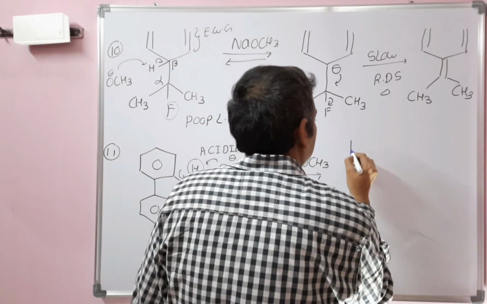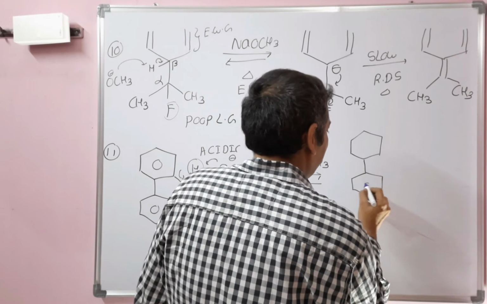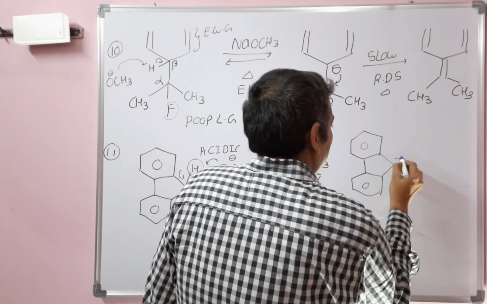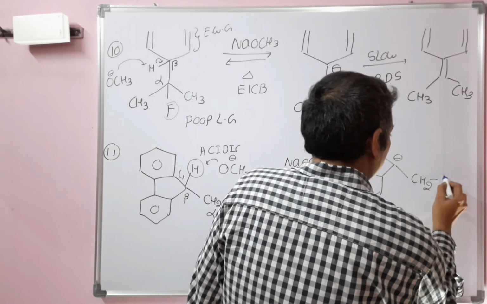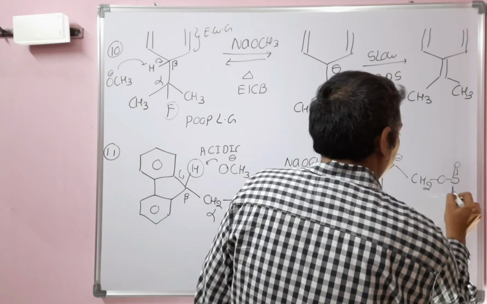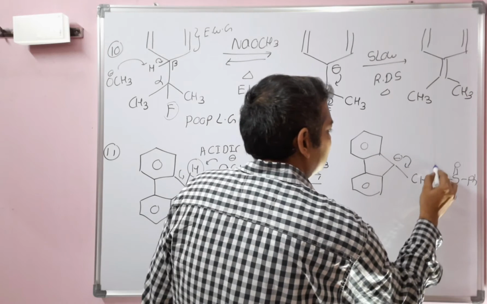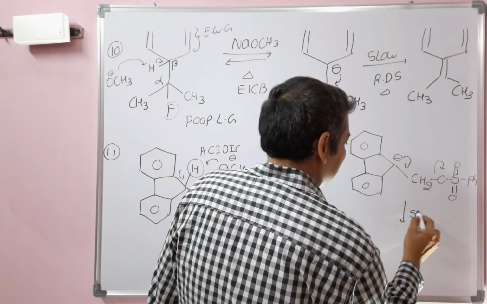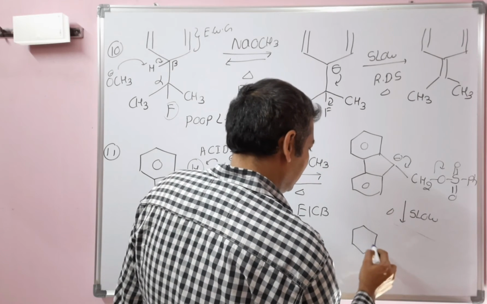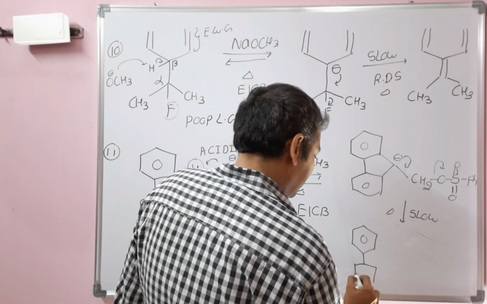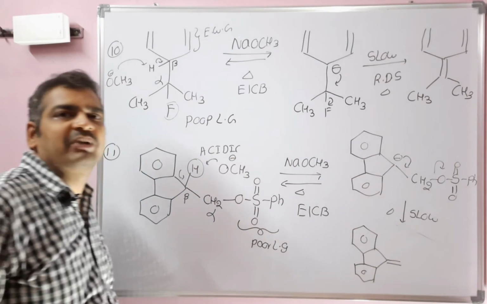This is the carbanion that is obtained: phenyl carbanion CH2, then sulfate OSO2 phenyl sulfate. In the next step, which is a slow step at high temperature, expulsion of the leaving group will take place. Finally we will get this compound. This is the product obtained in this E1CB reaction. Okay, clear? Next example.